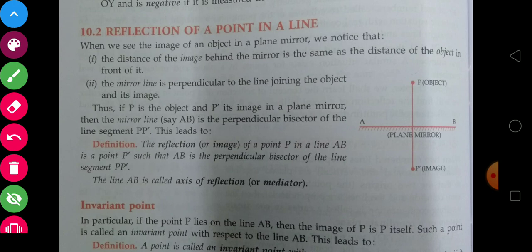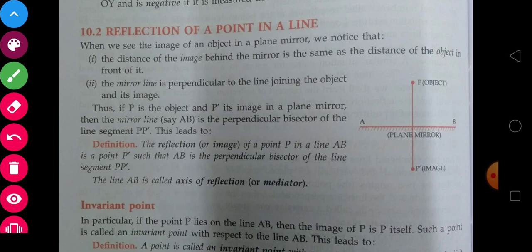So the definition says that the reflection of a point P in a line AB is a point P dash, such that AB is the perpendicular bisector of the line PP dash. That means this length and this length are equal. Only then will AB be the bisector, right? So this line AB is called the axis of reflection, because this line has divided PP dash into two equal parts.